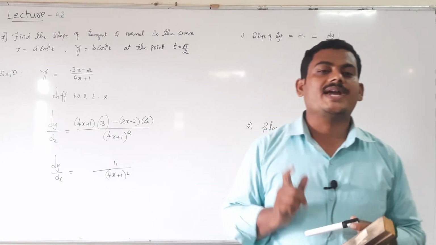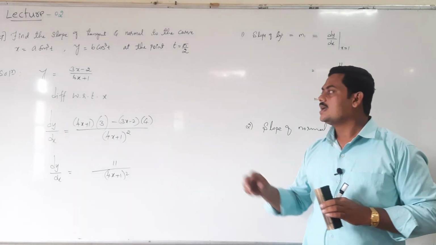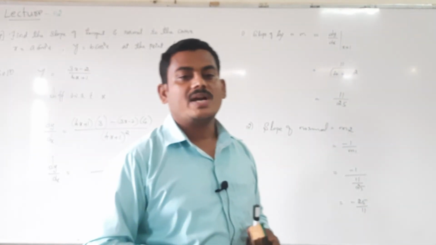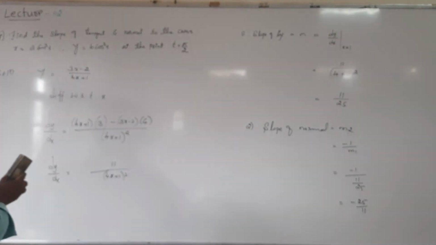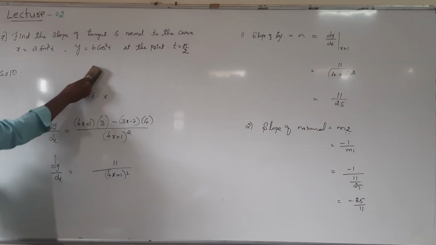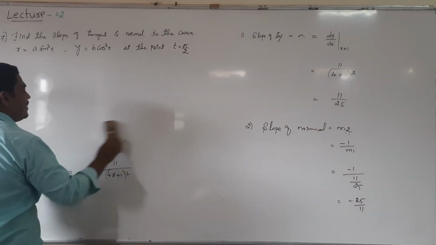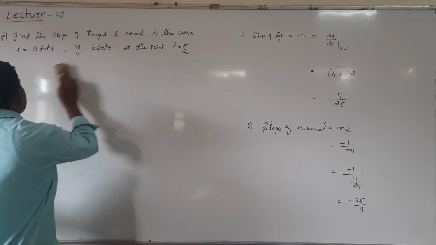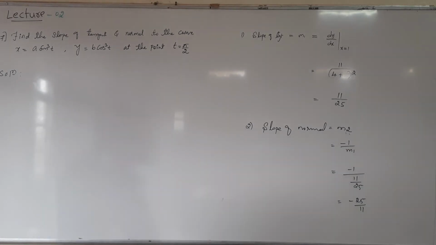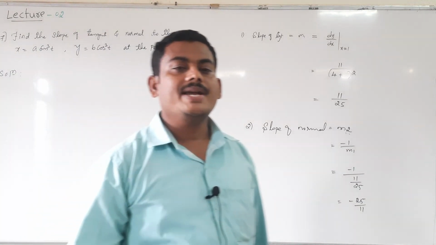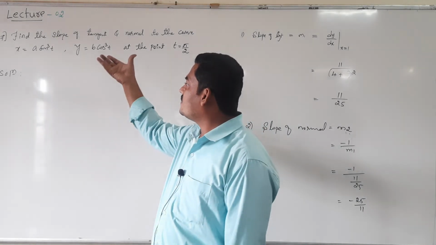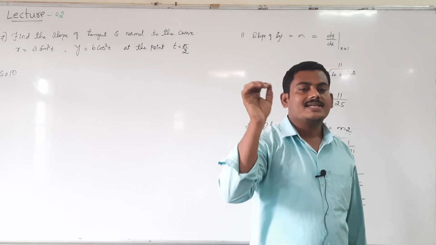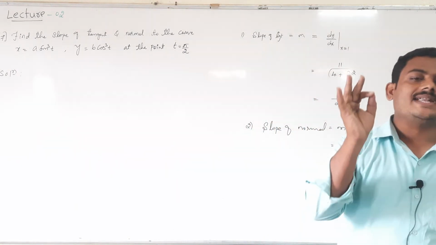Already you know how to find derivative of parametric function. In the first step, find dy by dx. For finding dy by dx, what you do? How to find dy by dx of parametric functions? Once parametric functions are given, then for finding dy by dx, first find dx by dt value and dy by dt value.